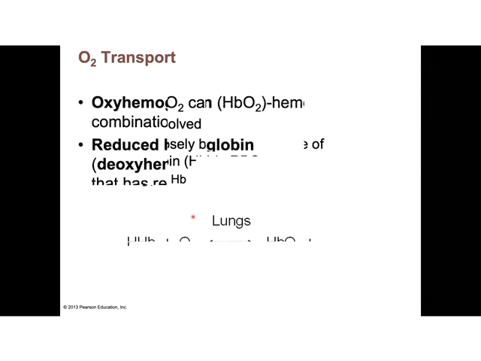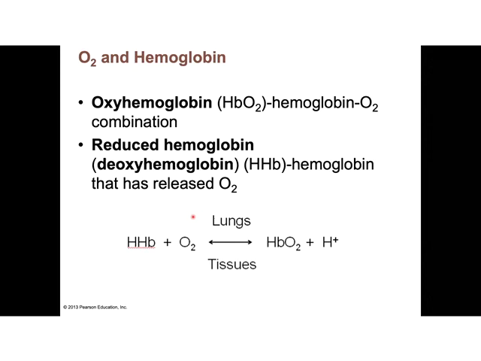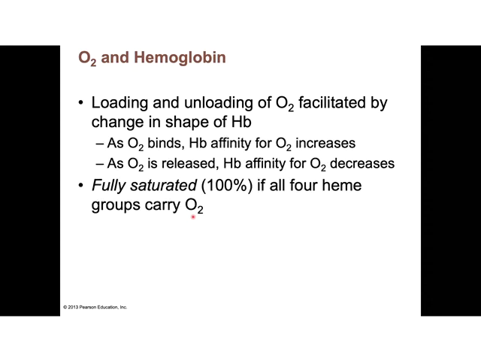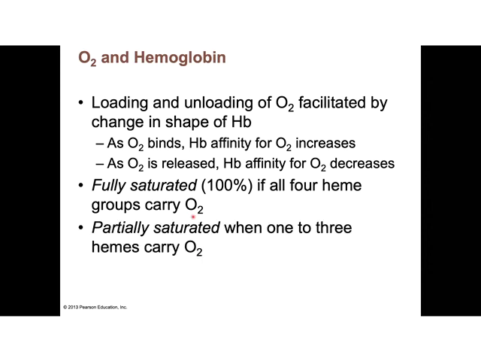Oxyhemoglobin is hemoglobin bound with oxygen, while reduced hemoglobin is hemoglobin that is not fully saturated with oxygen. Deoxyhemoglobin is a dark red. Oxyhemoglobin is a nice bright red. Loading and unloading of oxygen is aided by changes in hemoglobin. The Bohr and the Haldane effect come in here.